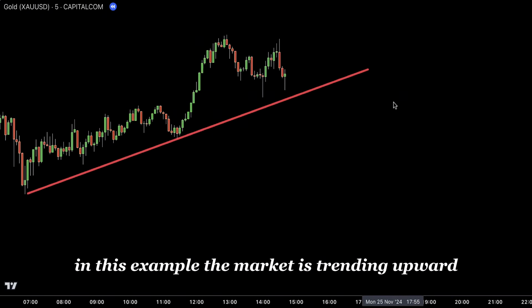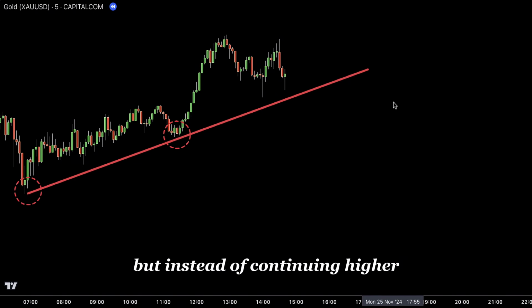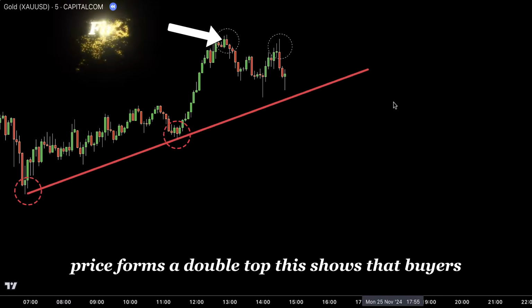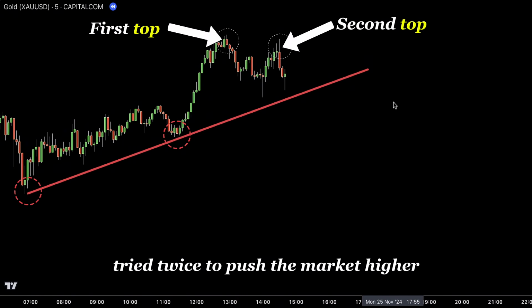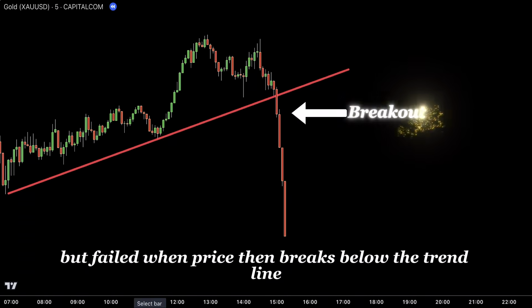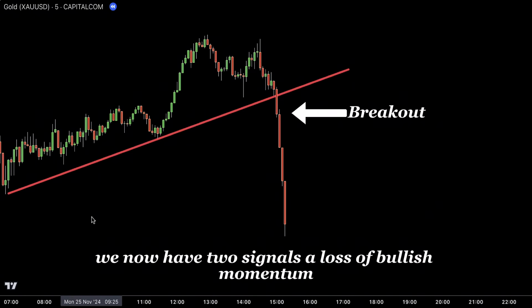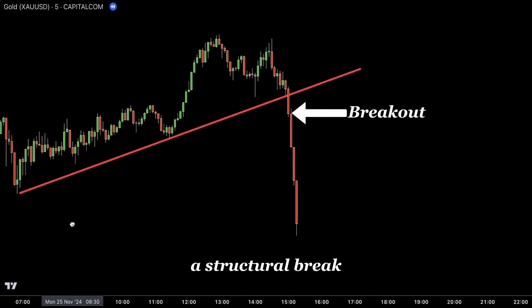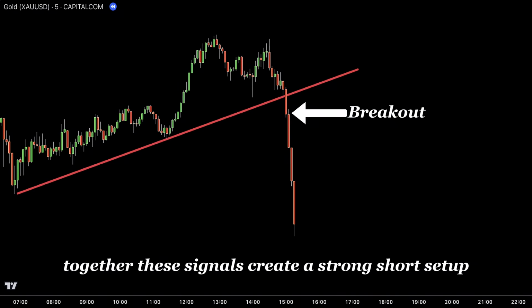In this example, the market is trending upward, but instead of continuing higher, price forms a double top. This shows that buyers tried twice to push the market higher, but failed. When price then breaks below the trend line, we now have two signals: a loss of bullish momentum, and a structural break. Together, these signals create a strong short setup.